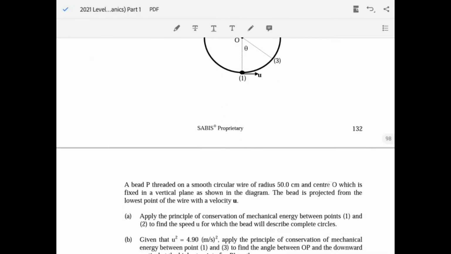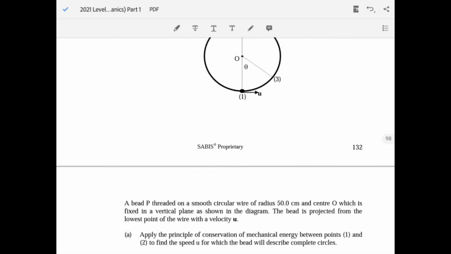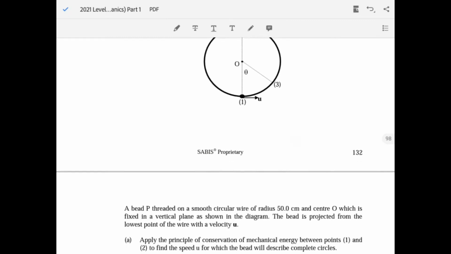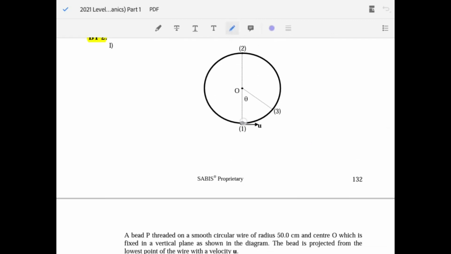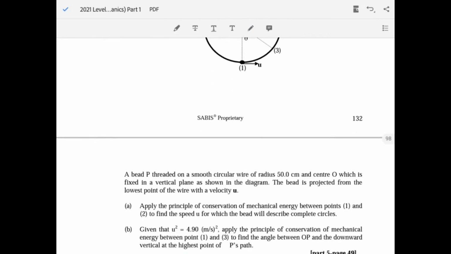Next, a bead P, threaded on a wire, 50 centimeters. And it's a vertical plane, so you know that it's no UCM. Or even if it wasn't a vertical plane, you'd need a constant speed. The bead is projected from the lowest point, so it has kinetic energy here. Apply the principle of conservation of mechanical energy. You know what that means.